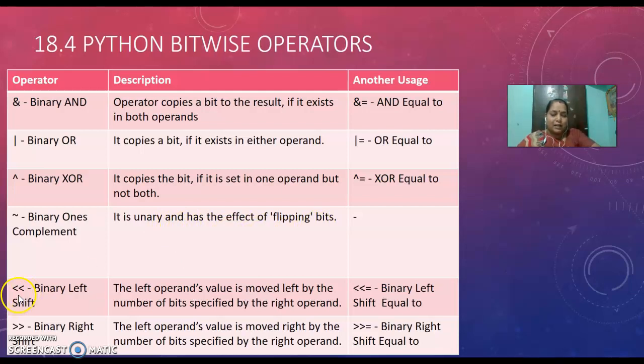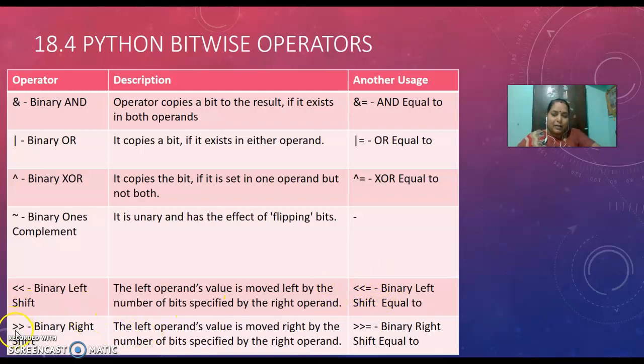And next is binary left shift. So this left operand's value is moved left by the number of bits specified by the right operand. So in the similar way, if this is given C left shift equal to B, then the values available in C have been shifted according to the number of positions given in B, and the resultant value is once again stored in C itself.